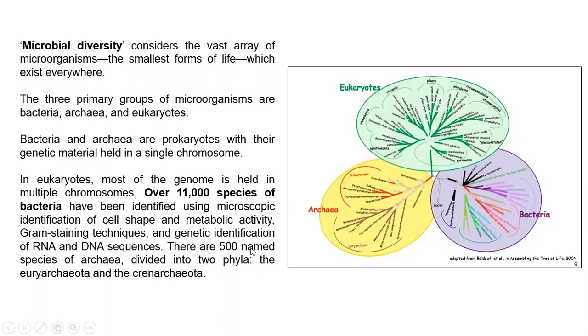Archaea is another domain, where around 500 species are there. These are divided into two phyla: Euryarchaeota and Crenarchaeota.